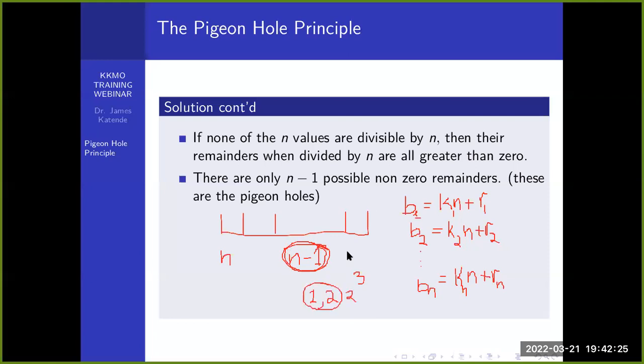So it's the same situation here. I have a total of n minus 1 possible non-zero remainders, and I have all these n remainders that are computed, and they can't exceed n minus 1. So at least two of these must be equal, right? So suppose they're equal, let me just go on to the next page.